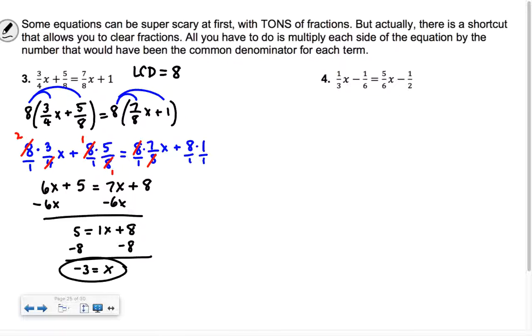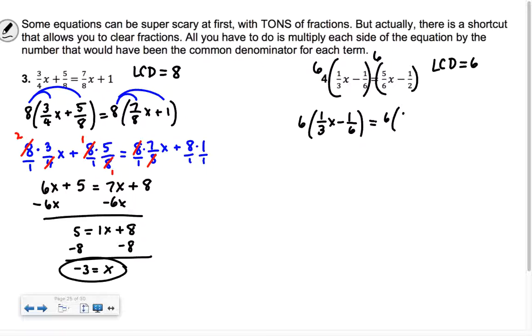So what would our least common denominator be if we had 3, 6, and 2? 6. It's 6, exactly. LCD is 6. So we're going to multiply both sides of the equation through by 6. So what we have is 6 times 1/3 x minus 1/6 equals 6 times 5/6 x minus 1/2. So you can show that step where the 6 goes into everything.